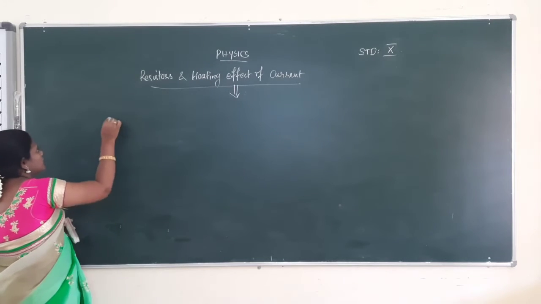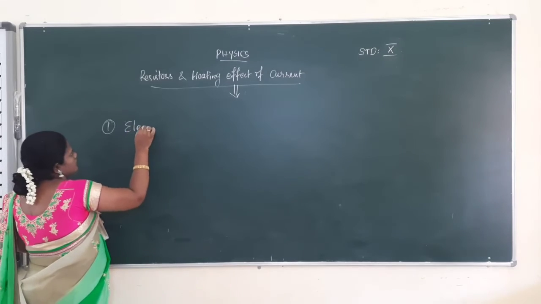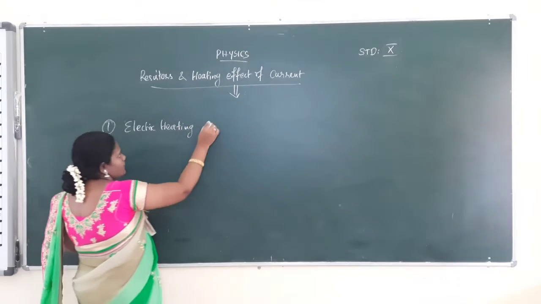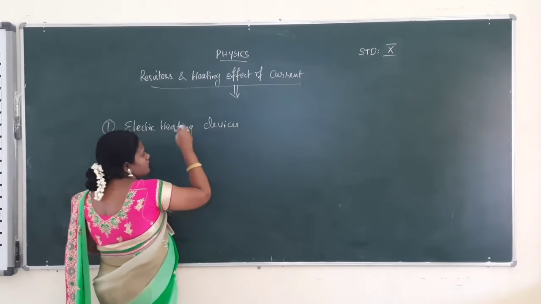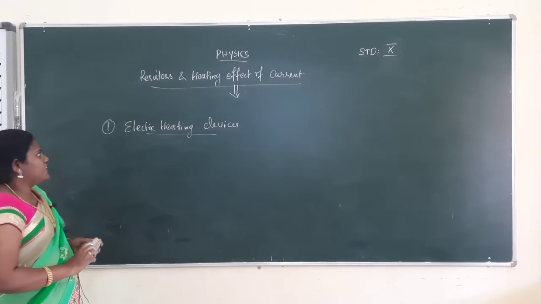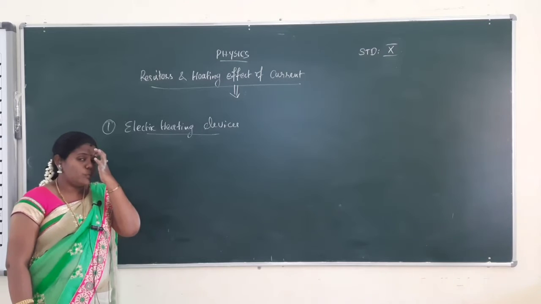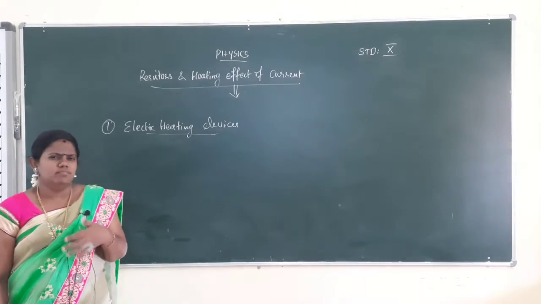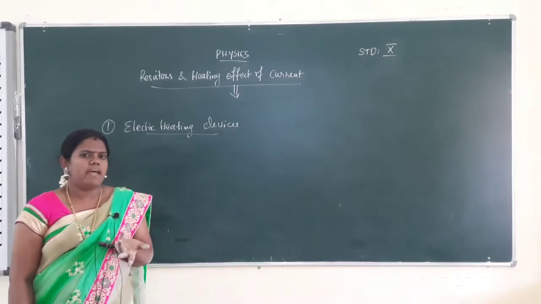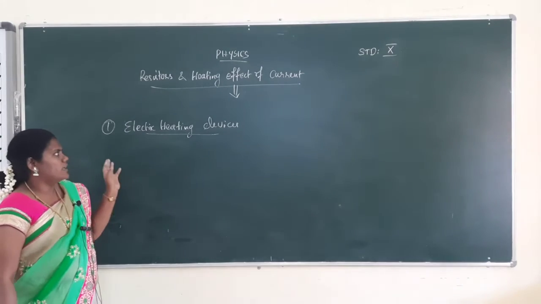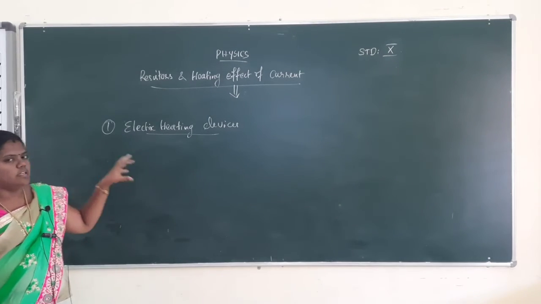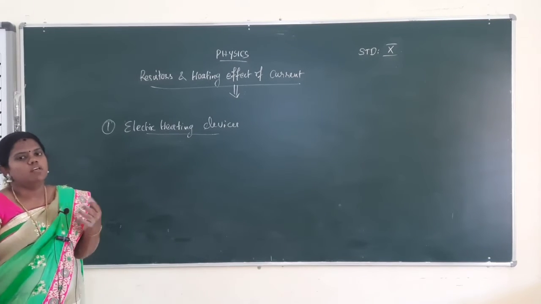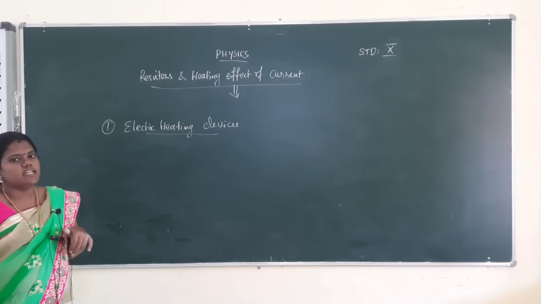One is electric heating devices. There are many electric devices where we apply the current and the heating instruments work, such as the iron box, electric heater, toaster, and so on. All these work when current is applied to the electronic appliance. Especially in the iron box, the heat energy is what works.